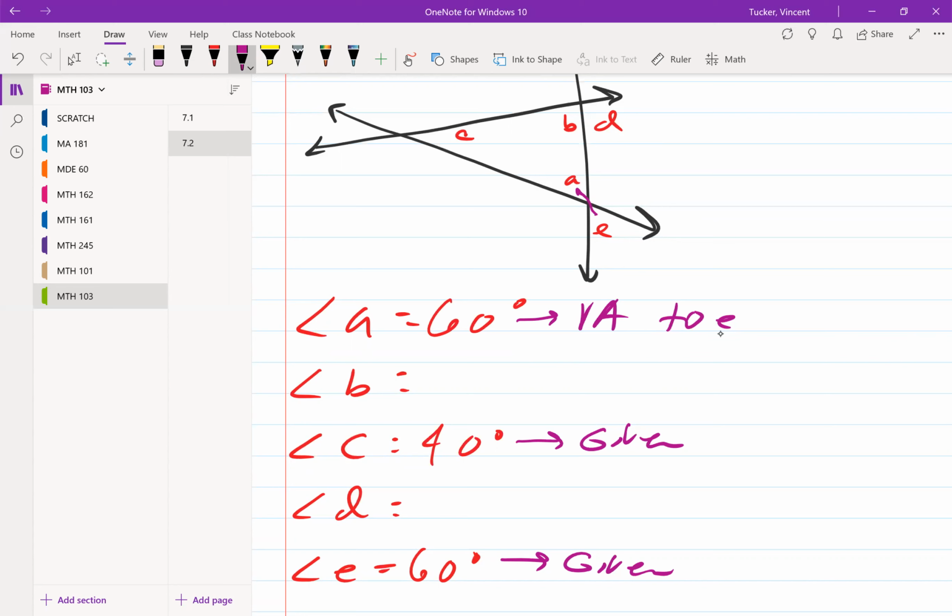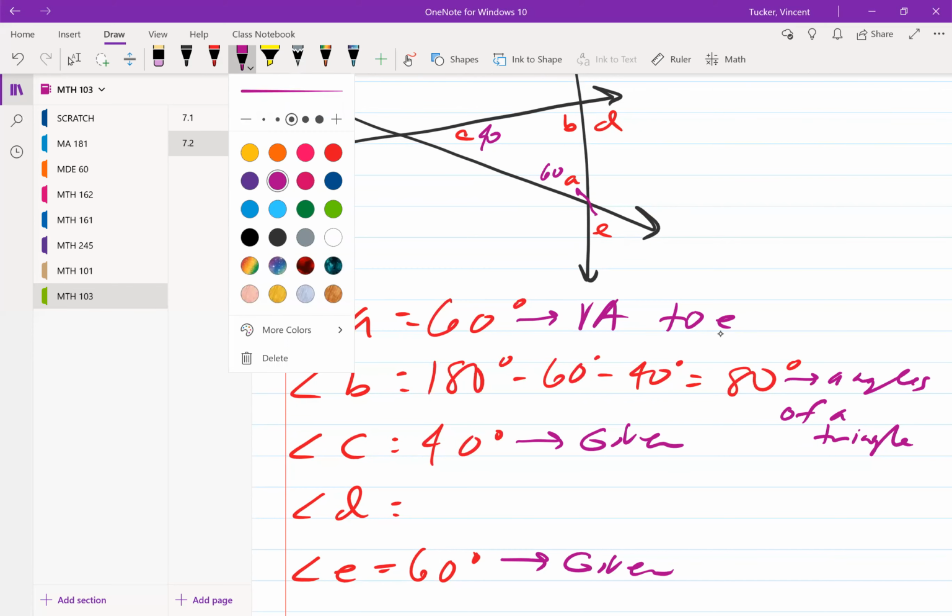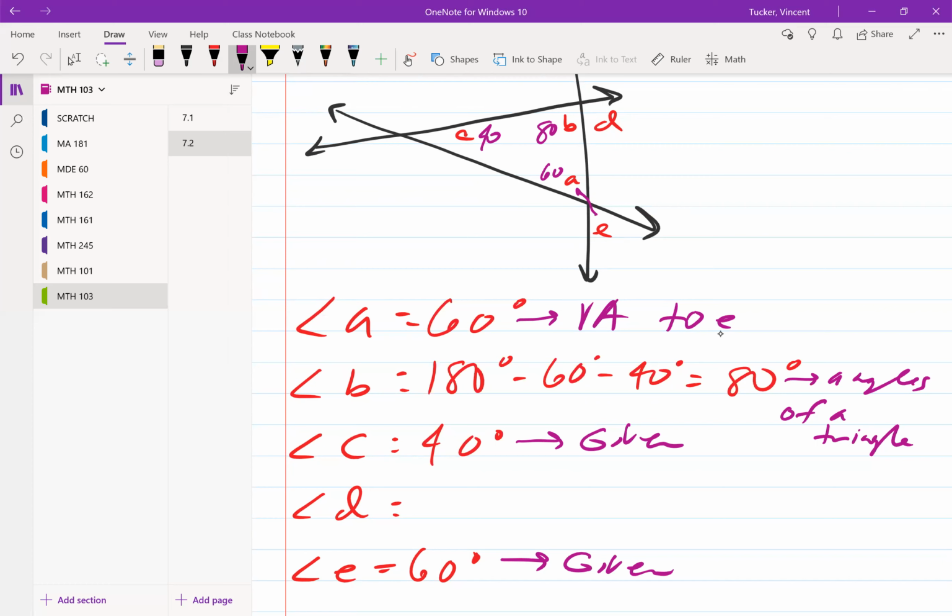All right. And so we have C and A. That's 60, and this is 40. So we can figure out what B is. We would find it out by taking 180 minus 60 minus 40, which would give us 80 degrees. That is angles of a triangle. Angles of a triangle add up to give you 180 degrees. So I subtracted the angles of 60 and 40 from it to find B, which was 80 degrees. Add those up, you should get 180.